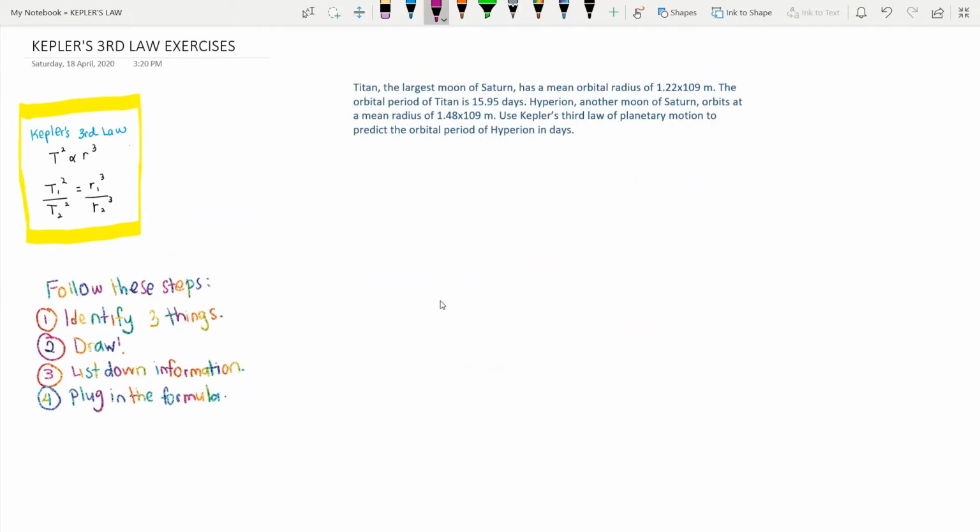So for question 2, kita akan buat steps yang sama. Alright, so the first thing is we identify 3 things. Okay, 3 things tu being center, apa yang berada di center.